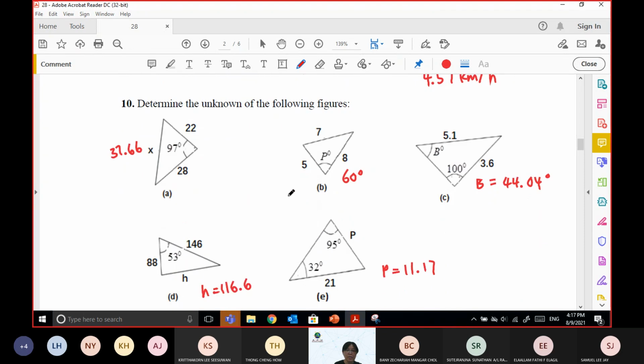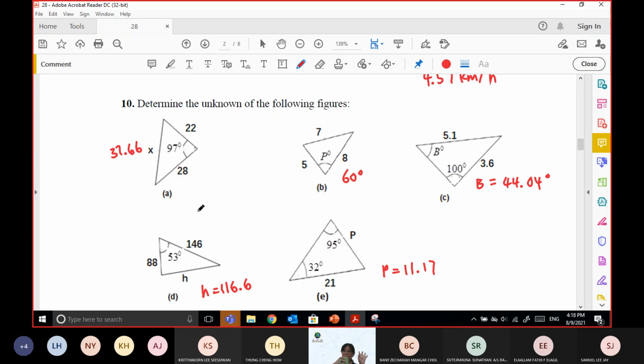Next is question 10. Is that okay? Because this one does not involve any problem, the triangle is already given. You can use the cosine rule or the sine rule to solve it. Is there any problem for question 10? All clear, miss. All clear for number 10.